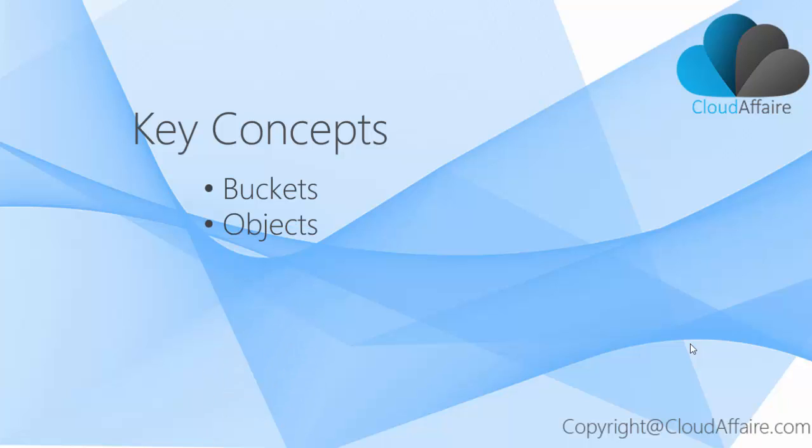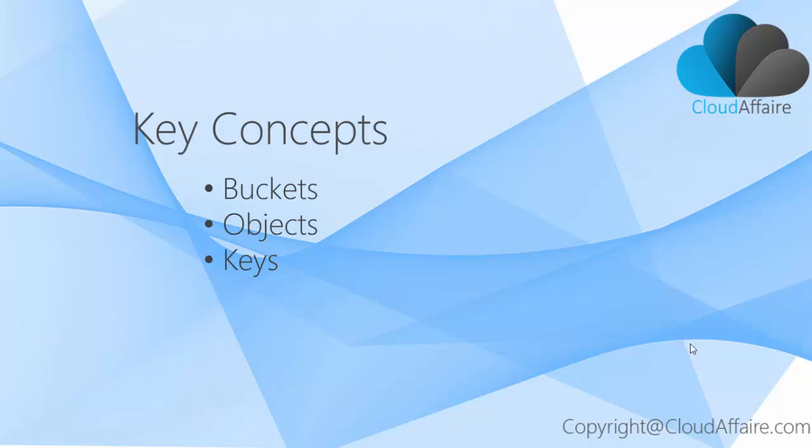Objects. Objects are the fundamental entities stored in Amazon S3. Objects consist of object data and metadata. The data portion is opaque to Amazon S3. The metadata is a set of name-value pairs that describe the object. These include some default metadata, such as the date last modified, and standard HTTP metadata, such as content type. You can also specify custom metadata at the time the object is stored. An object is uniquely identified within a bucket by a key name and a version ID.